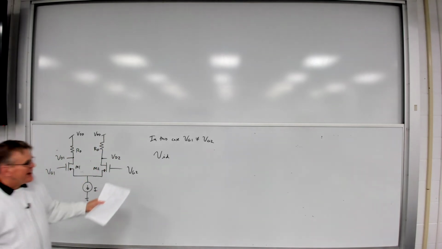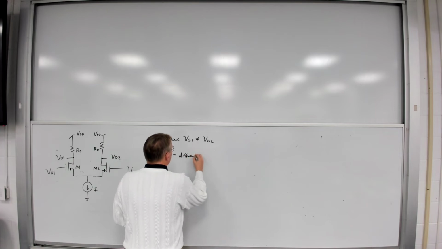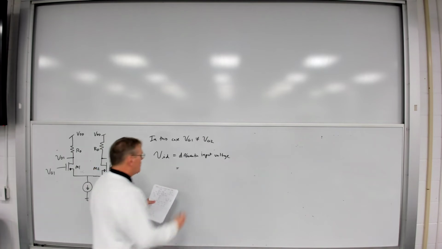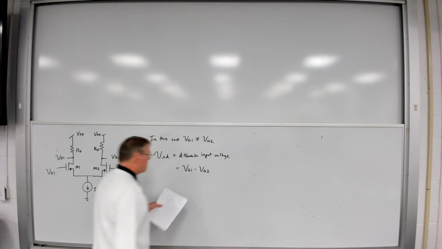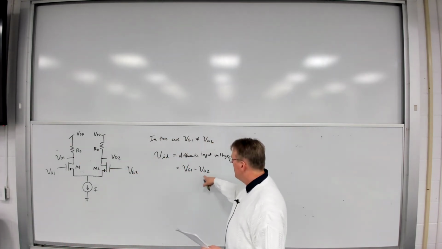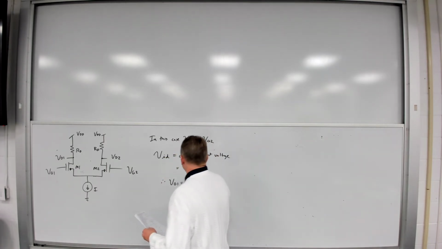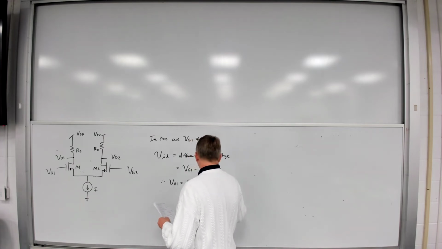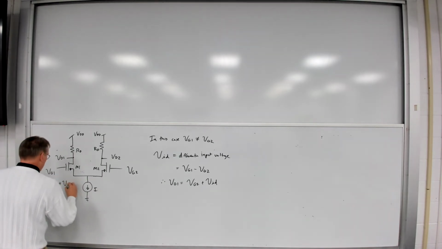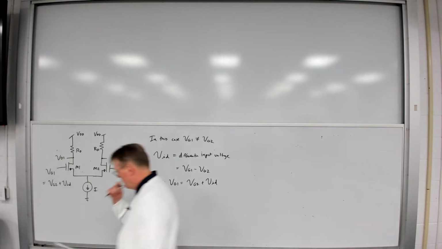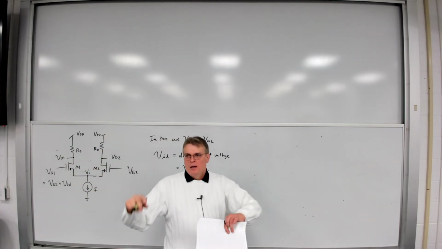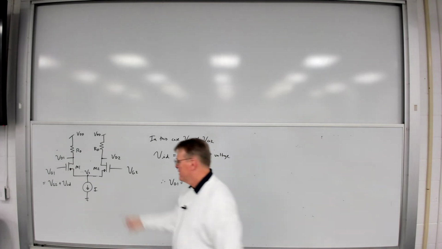Well, in this case, I'm going to define VID, which is the differential input voltage, as the difference between those two voltages. It's VG1 minus VG2. Therefore, if VID is equal to VG1 minus VG2, then VG1 is equal to VG2 plus VID. I'll just go over here and define it that way. This is equal to VG2 plus VID. All right, so let's think about this. Both transistors still have the same source voltage, but one of them is going to have a larger VGS than the other.